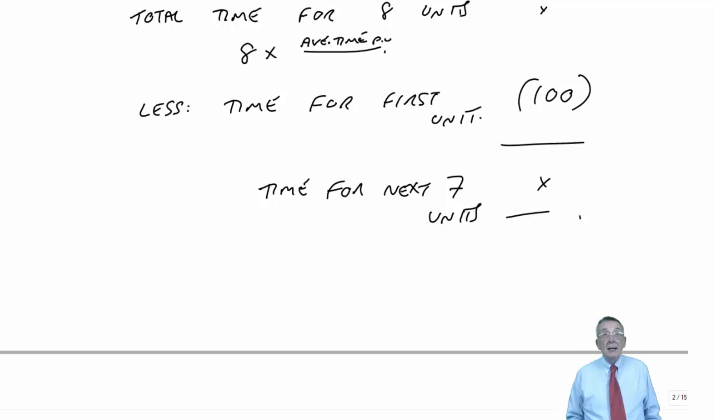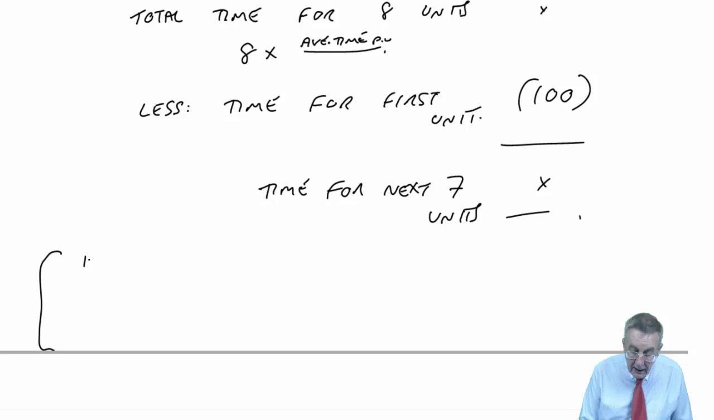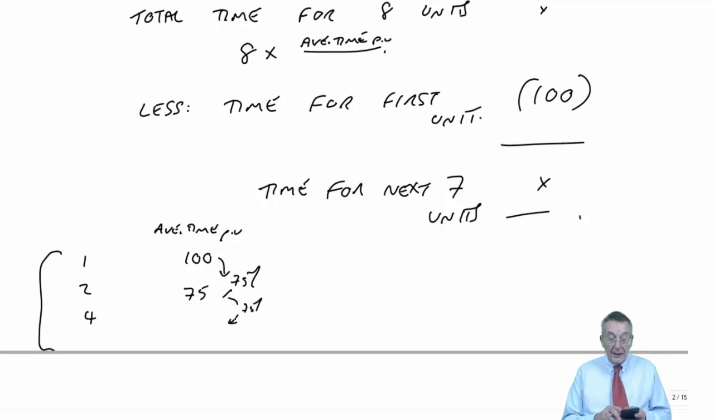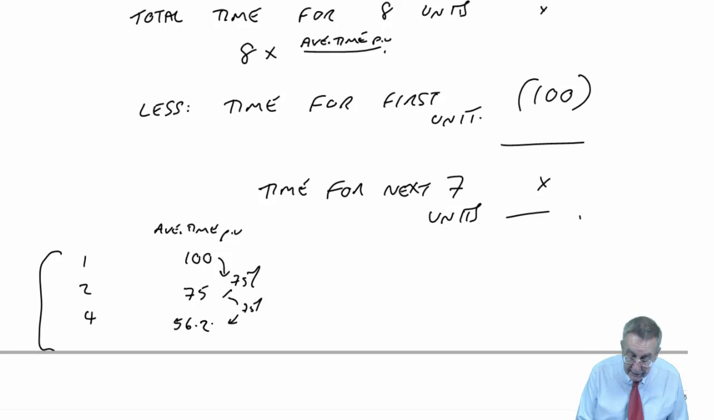And because it's doubling, we can work out the average time per unit. So a little bit of workings here. How long did the first unit take? 100 hours. What's the average time per unit if we make 2? The learning rate is 75%, so 75% of that is 75 hours. What happens if we make 4? Again, it's 75%, which is 56.25.